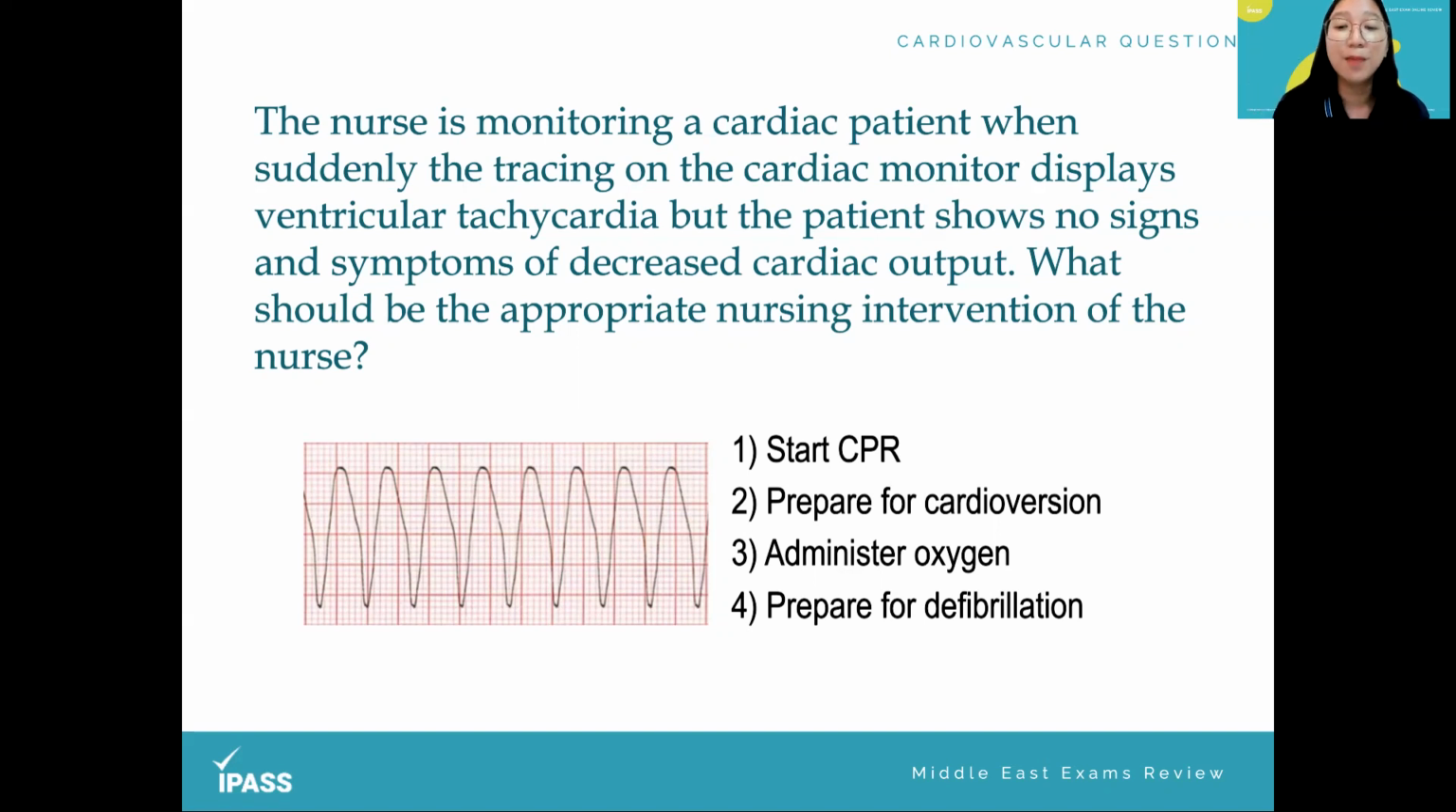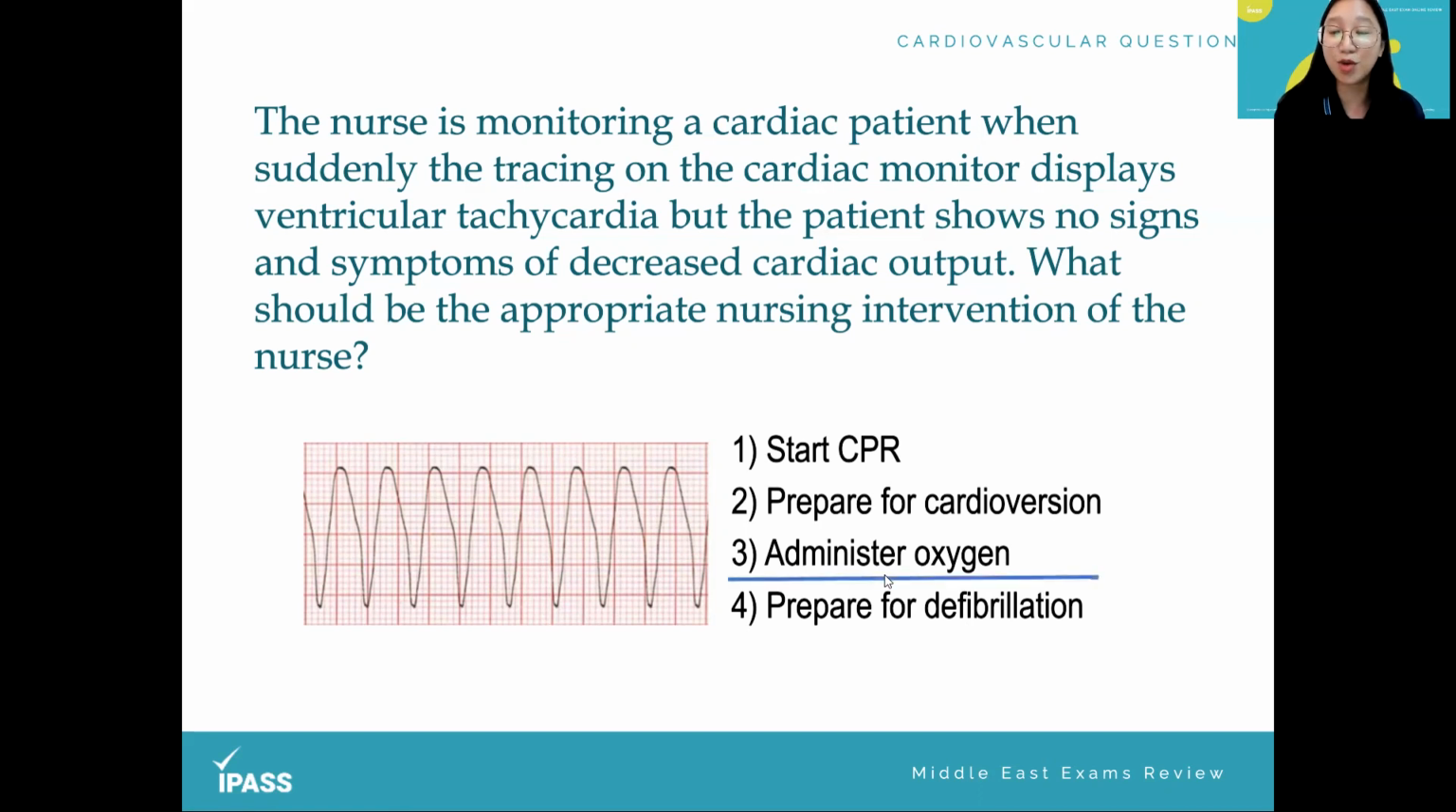And option number 4, prepare for defibrillation. Option 1 and option 4 are done to patients who have ventricular tachycardia without pulse and for patients who have ventricular fibrillation. That is why we call it defibrillation. This is for patients with fibrillation. So if option 1 and option 4 are for pulseless ventricular tachycardia, and option number 2 is also for ventricular tachycardia but not for the one with pulse, therefore, the only remaining option is option number 3.